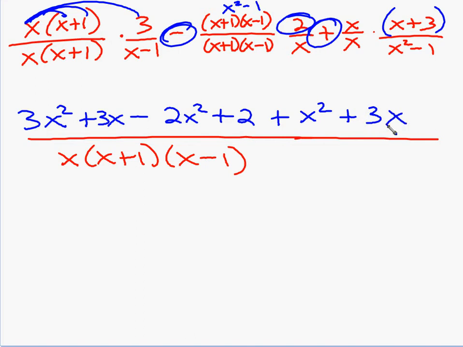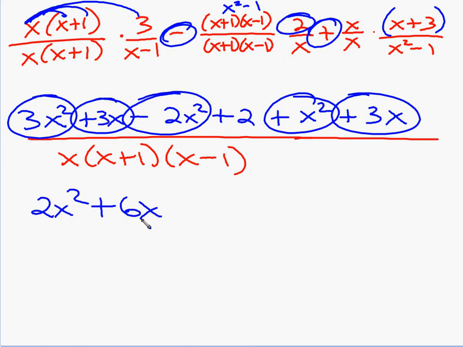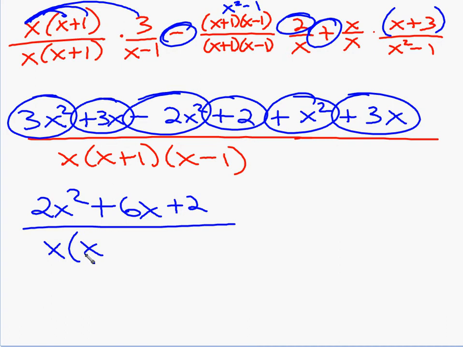Now, the hard part is done. Now all we have to do is combine my like terms. I've got an x squared term there, there, and there. So that looks like 3 minus 2, which is 1, plus 1, which is 2. So that will be 2x squared. I have a 3x and a 3x here, so that will be plus 6x. And then I have a plus 2. And that whole thing is over my least common denominator.